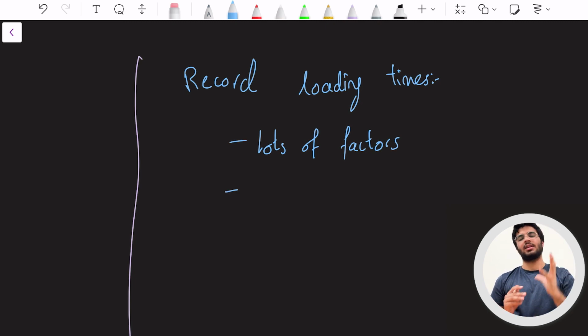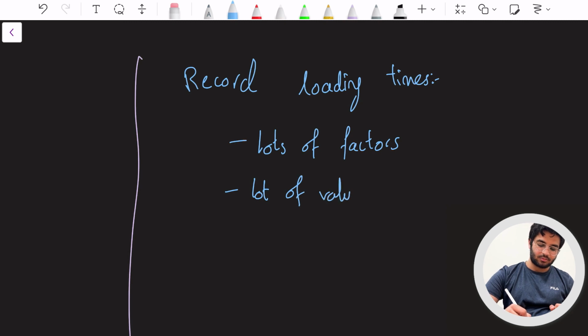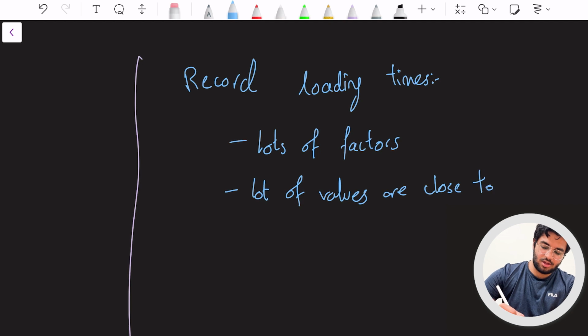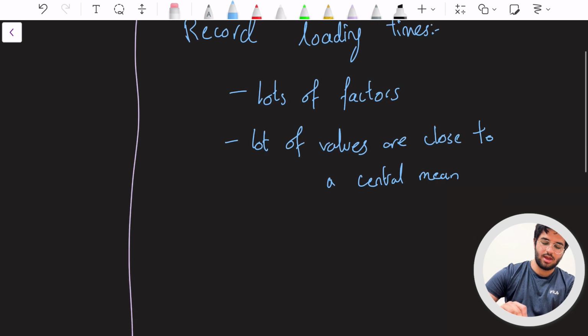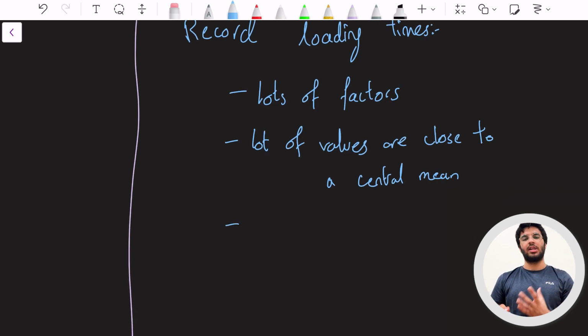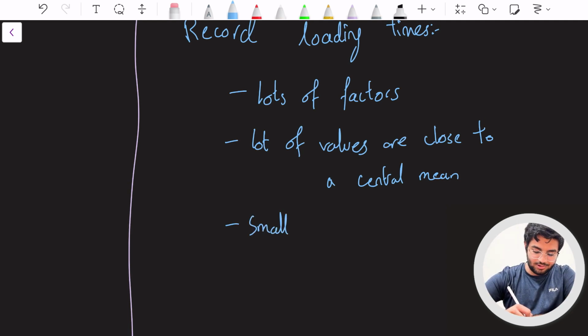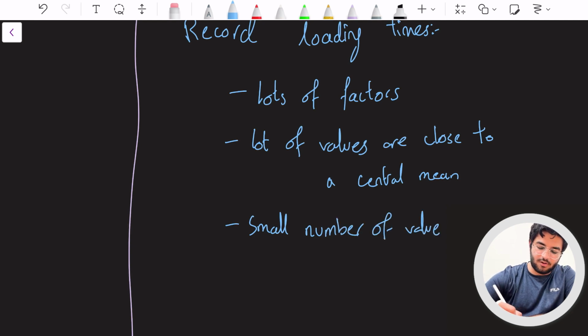But you see that when you make a lot of measurements, a lot of the values are close to a central mean, okay? And there will be a small number of values that are further away from the mean, and a small number that are in the opposite direction, further away from the mean, okay? A small number of values are far from the mean.